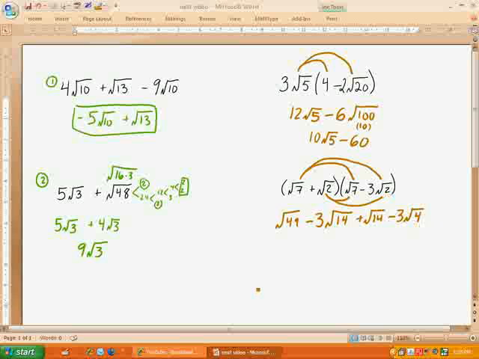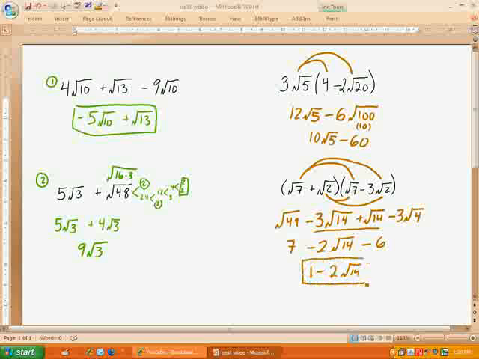The roots will multiply. Now from here I want to simplify the roots that I can simplify and combine the like terms that are similar. So the root of 49 is 7. I'll take the negative 3 root 14 and the positive root 14, which will give me minus 2 root 14. And now the root of 4 is 2, so that'll be negative 3 times 2, which is negative 6. And now you'll see I've got a 7 and a minus 6, which is 1. So my final answer will be 1 minus 2 root 14.